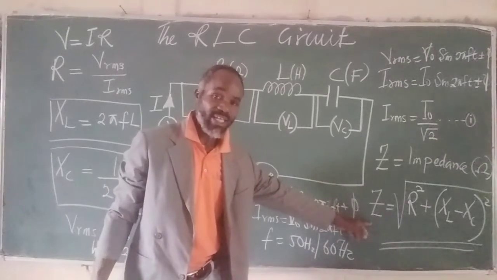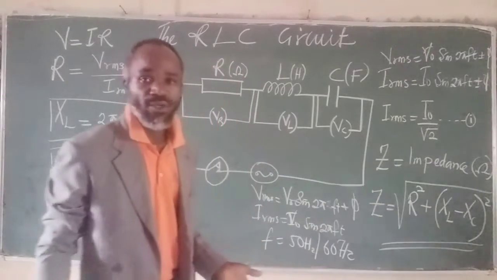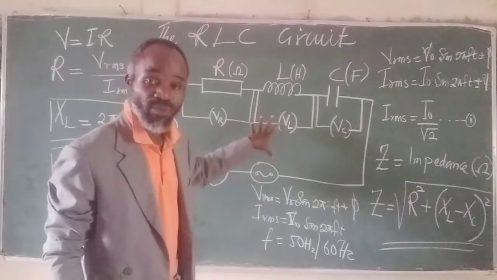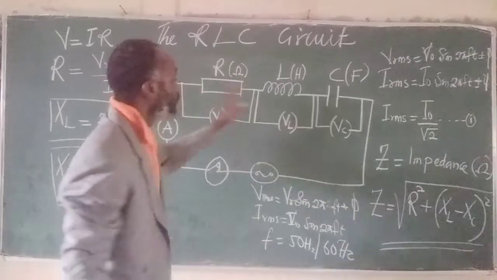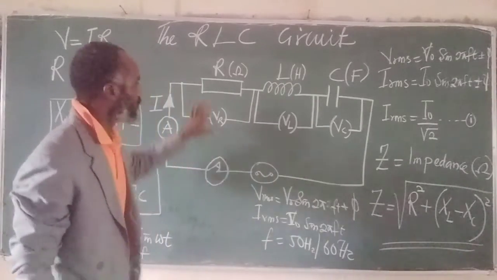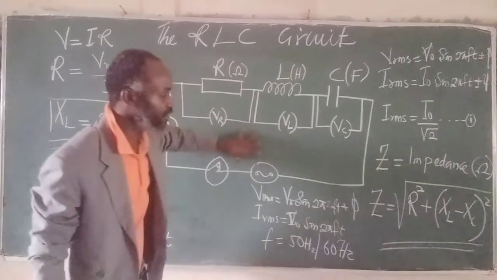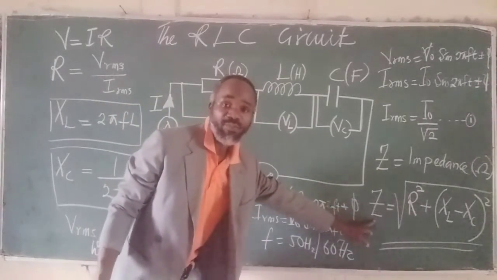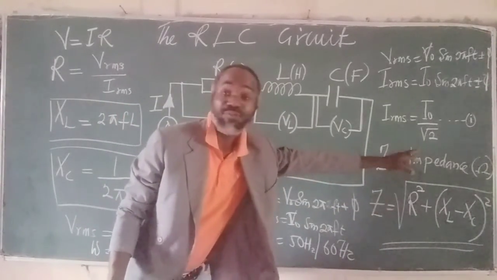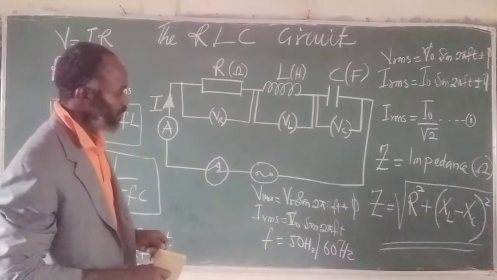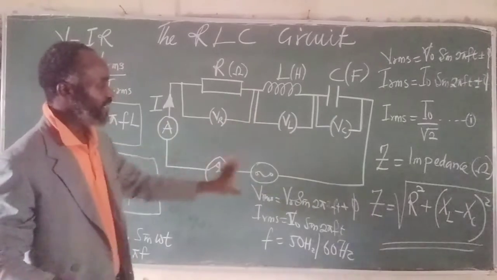Like I said earlier, the impedance is the total opposition offered in an RLC circuit when there is current flow, right? So the opposition an RLC circuit offers is referred to as the impedance. That's the name, impedance, and it is measured in ohms. So with that, we have analyzed this.